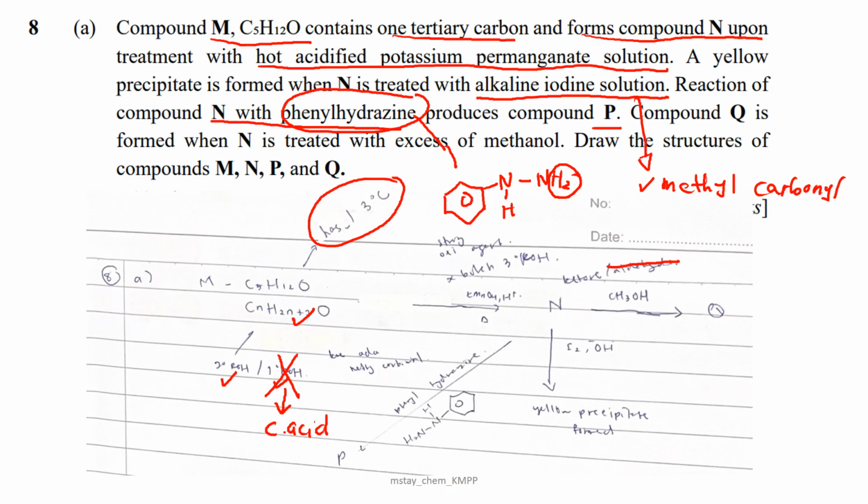to form P. Next, compound Q is formed when N is treated with excess methanol. So since N is a ketone, when it reacts with excess methanol, the Q will be the ketal, under nucleophilic addition. So I think for this one, your friends already analyzed the question quite well.